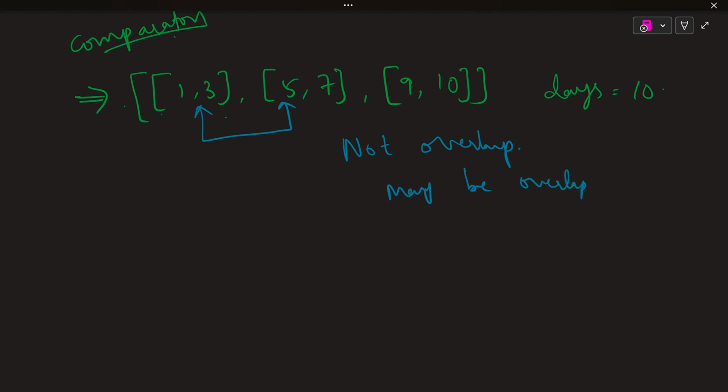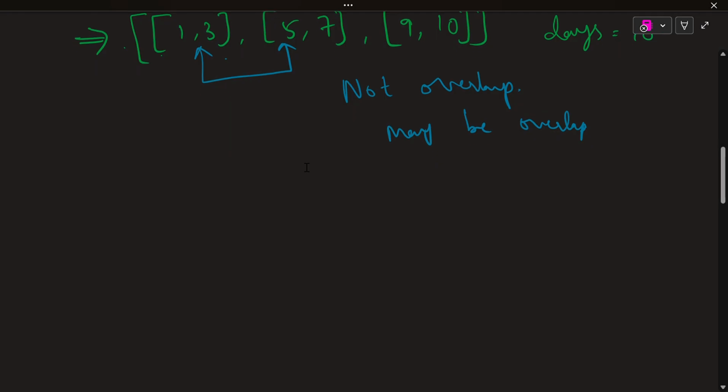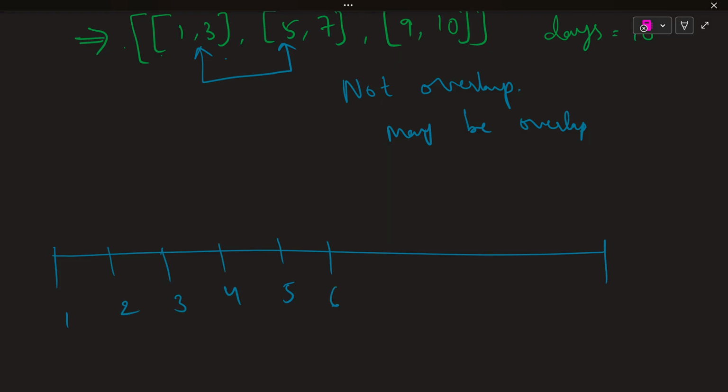I will show this using a number line. If in a number line there are 1 to 10, 1, 2, 3, 4, 5, 6, 7, 8, 9, and 10, all the elements are sorted. Now they are saying a person is working from 1 to 3. That means he is working. Now from 5 to 7, he is working. From 9 to 10.